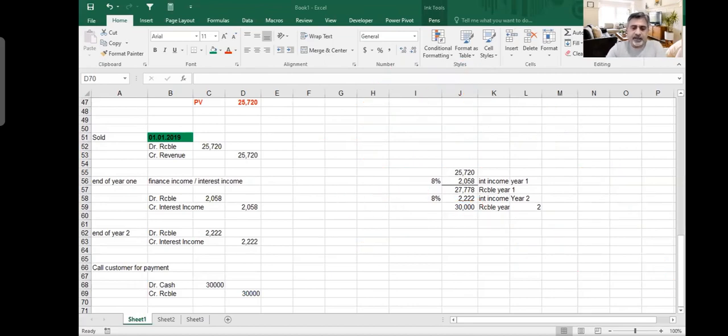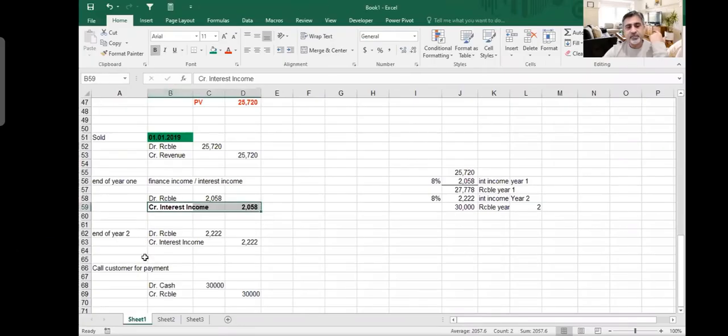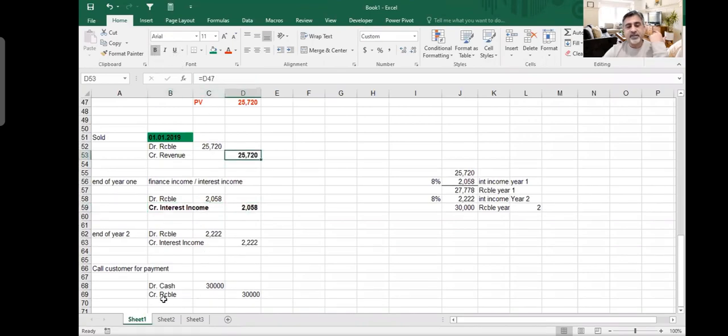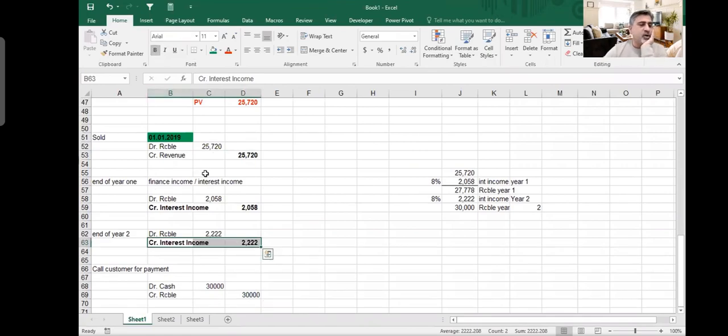Clear? Any questions you want to ask, please ask. The only thing you need to remember is that this part will go to income, interest income. Revenue was only 25,720. The remaining difference of 4,000, whatever it became, goes into your interest income.